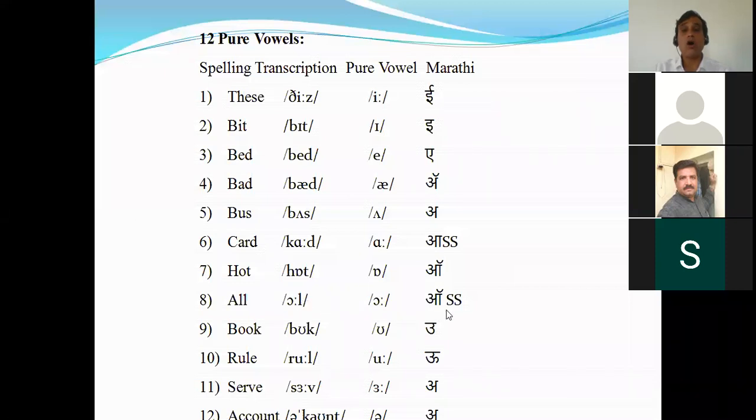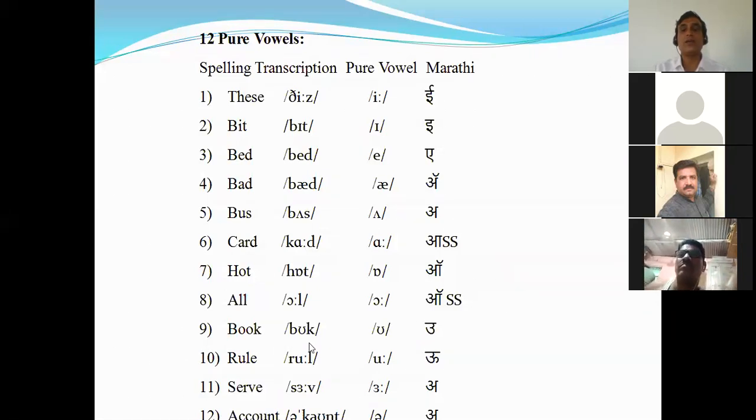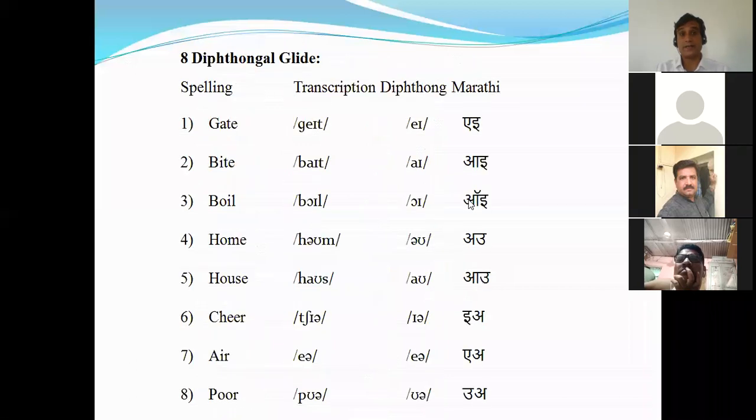All, the long A sound is there. Book, the short U sound is there. Rule, again the long U is there. The next word is sal, the O sound is there. Account, the O sound is there. And we come to know the reality here, that there are three different pronunciations of the one sound, the A alphabet, as we have seen in account, in cell, and here in bus. So this is very interesting to study.